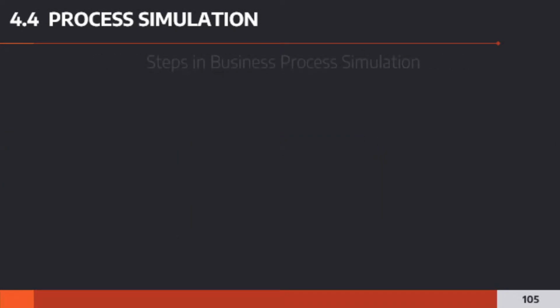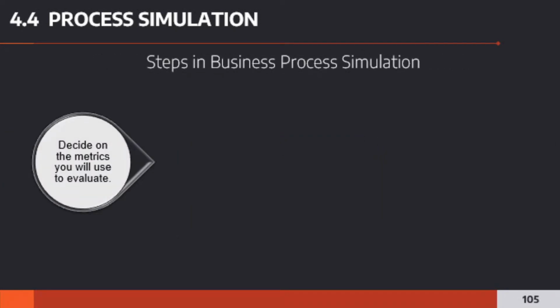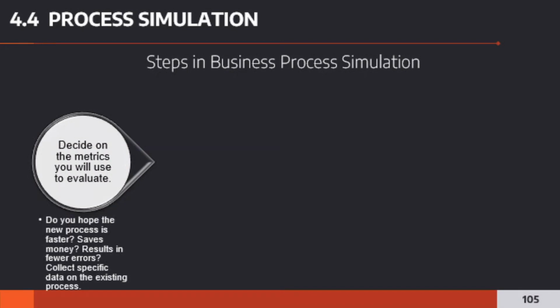What are the steps in business process simulation? Well, the first one is to decide on the metrics that you will use to evaluate. What do we mean by this? Do you hope the new process is faster, saves money, results in fewer errors, collects specific data on the existing process? So you'll have to have your own metrics.